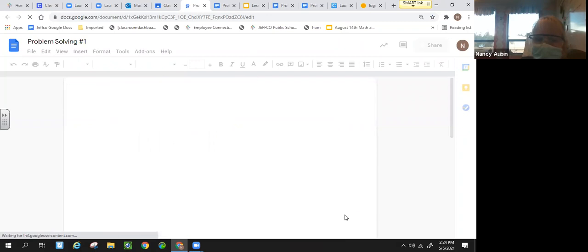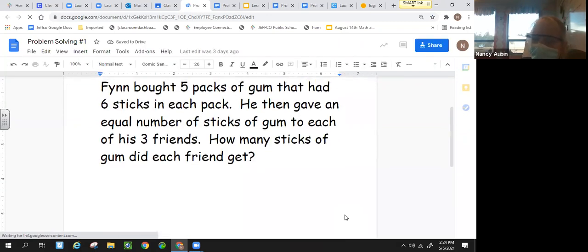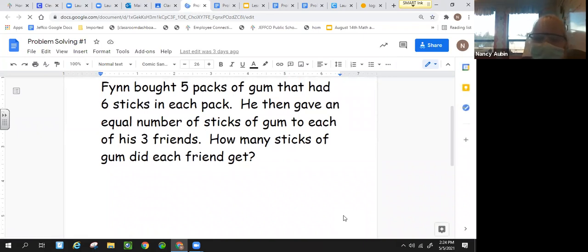Okay, and the problem is Finn bought 5 packs of gum that had 6 sticks in each pack. He then gave an equal number of sticks of gum to each of his 3 friends. How many sticks of gum did each friend get? I want to see your equations. I want to see your work and your answer. Don't forget to label your work, your answer. What are we talking about? Pizza? Are we talking about water bottles? What are we talking about? Make sure you have your unit labeled.